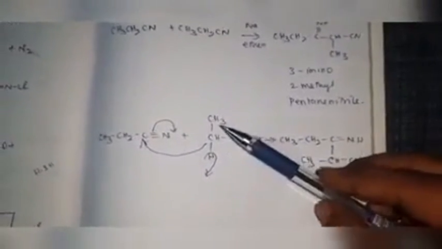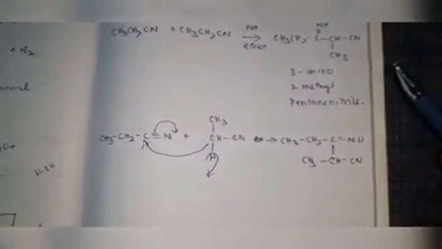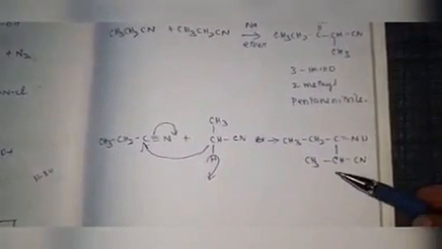With this CH, one CH3 and one CN group are attached. So this is called the Thorpe nitrile condensation. Self condensation of two molecules of alkyl nitrile.